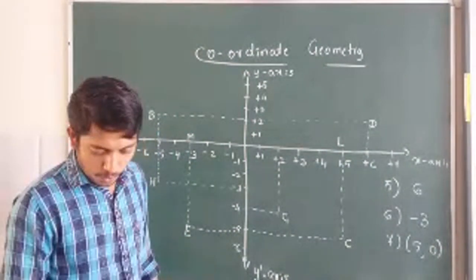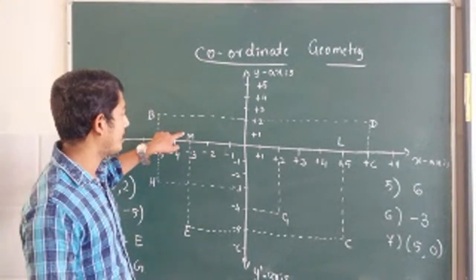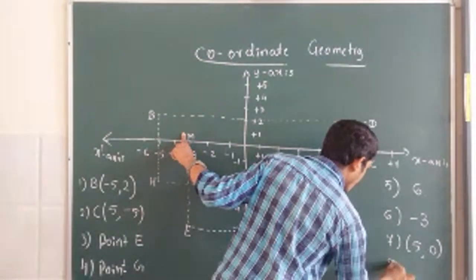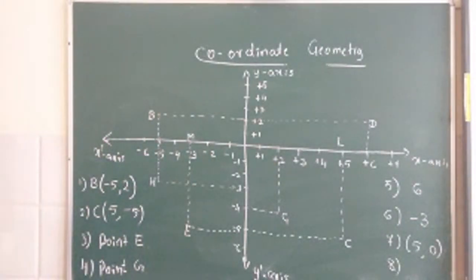Then the coordinates of the point M. Point M is present here. Comment your answer: what are the coordinates of the point M?